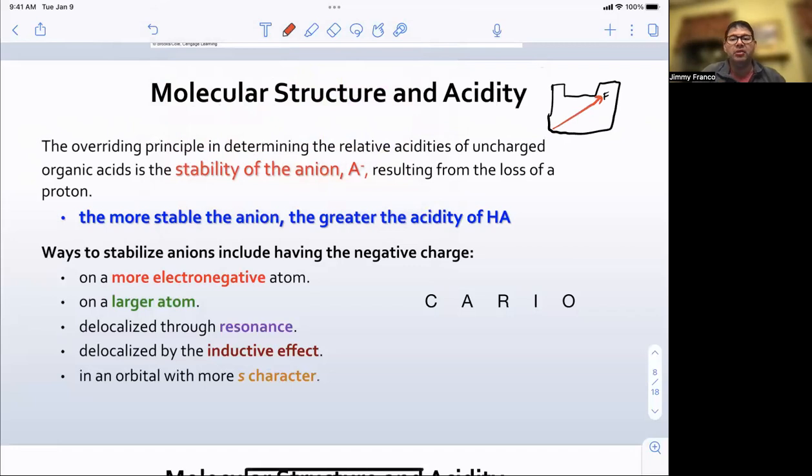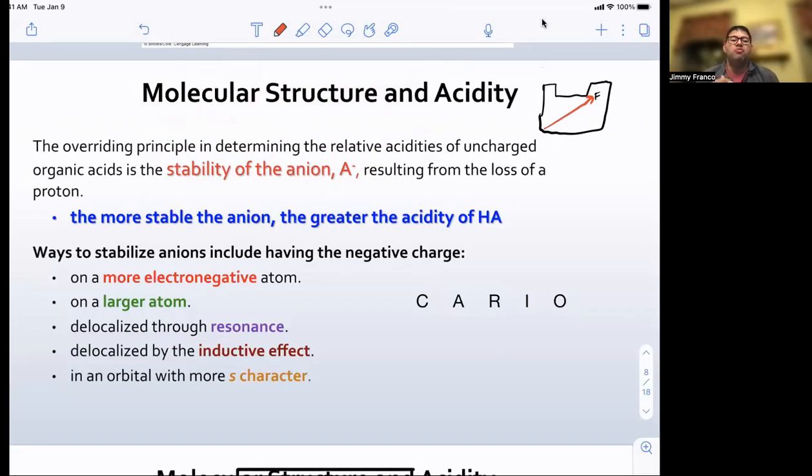All right. The other thing we have is the size. So the more electronegative, the better in terms of acidity. Also, the bigger the atom is, the better it is at acidity. If you remember, larger atoms are at the bottom. So what we're going to tend to think is that if you're going to the right, carbon, nitrogen, oxygen, fluorine, we're going to get more acidic as we go to the right, and that's because we're more electronegative.